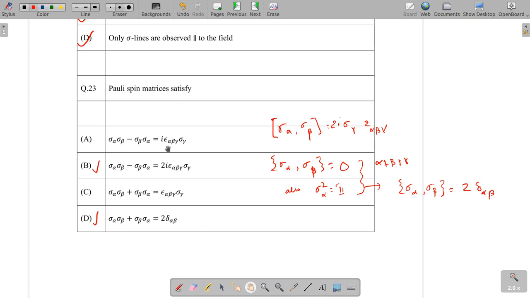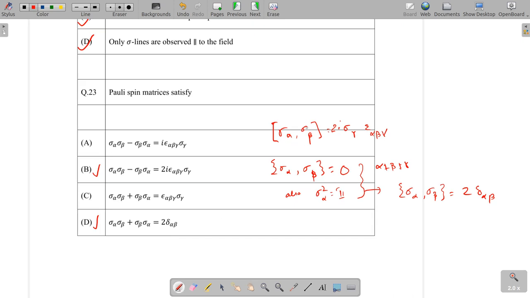Pauli matrices satisfy these relations, which are basically the commutation and anti-commutation relations written in an elaborate fashion. The commutation relation means this is a commutation between Paulis. They do not commute actually. They have written it in this fashion: sigma alpha, sigma beta minus sigma beta, sigma alpha is 2i sigma. That's the same thing here. And anti-commute: any Pauli matrices you take, they anti-commute.